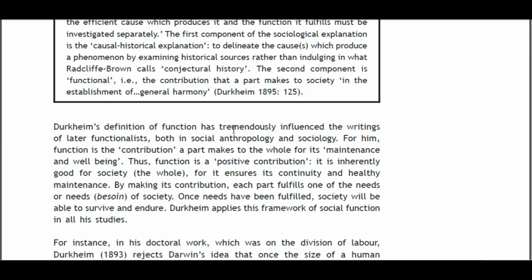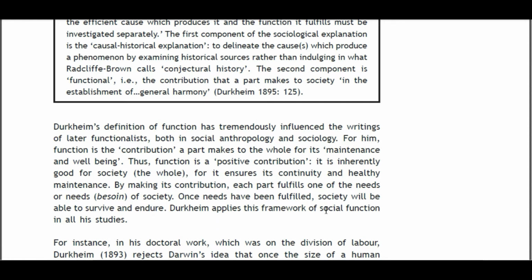Durkheim's definition of function has tremendously influenced the writing of later functionalists, both in social anthropology and sociology. For him, function is the contribution a part makes to the whole for its maintenance and well-being. Thus, function is a positive contribution. It is inherently good for society as a whole, for it ensures its continuity and healthy maintenance. By making its contribution, each part fulfills one of the needs or requirements of society. Once needs have been fulfilled, society will be able to survive and endure.